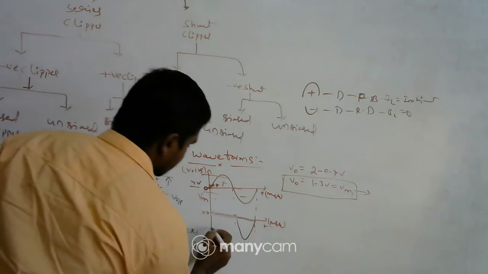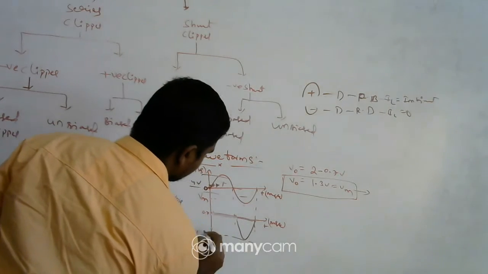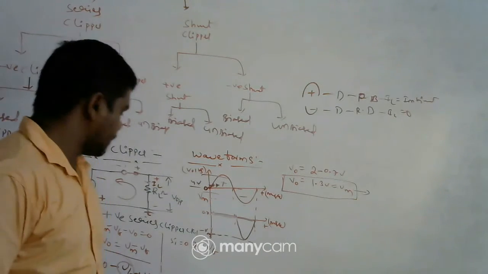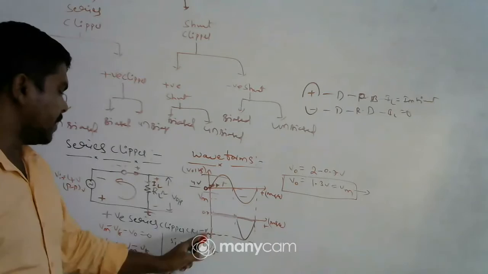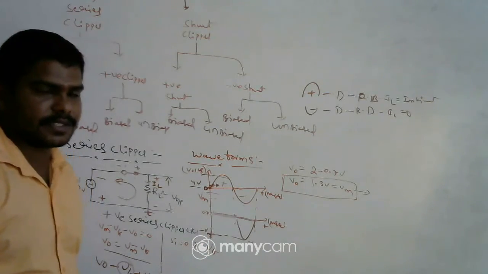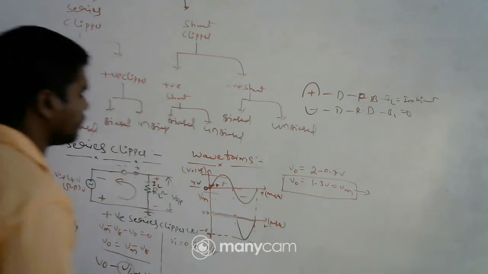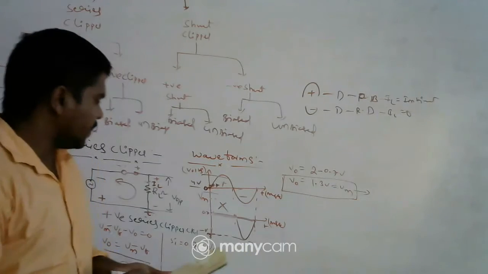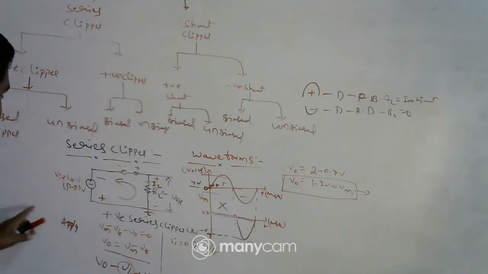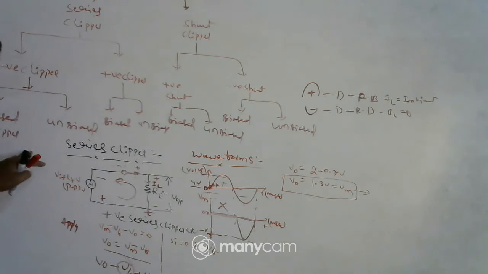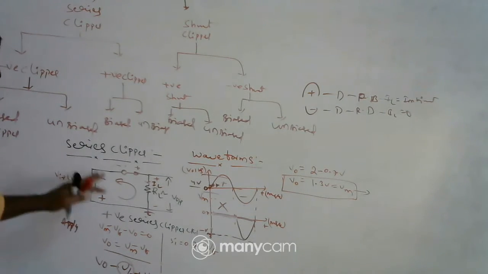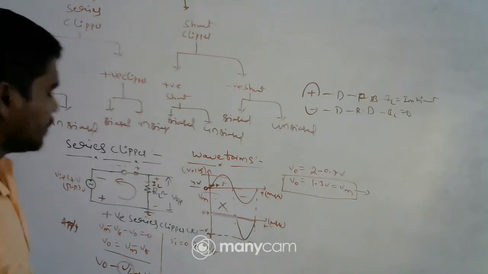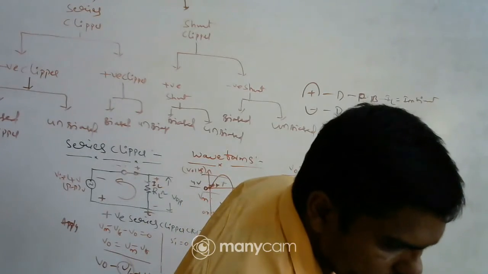So the output starts from the negative side. This is minus Vm if you neglect the cut-in voltage. This is the positive series clipper, because we cut the positive half cycle of the input signal. This way we can discuss the series positive and negative clipper.